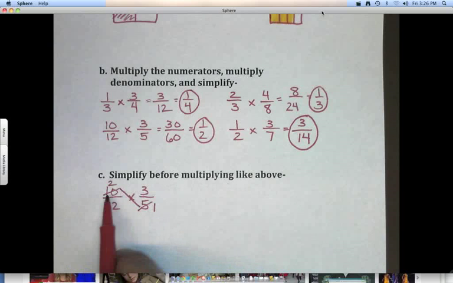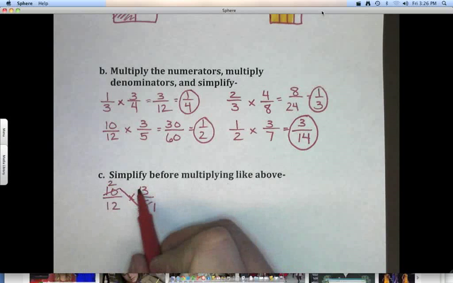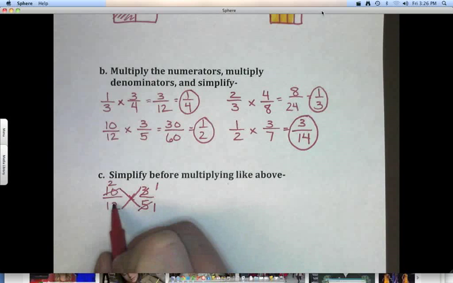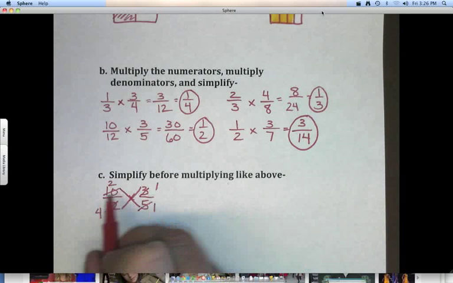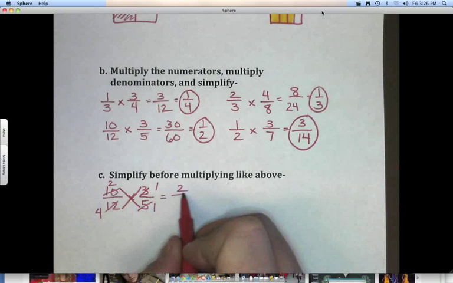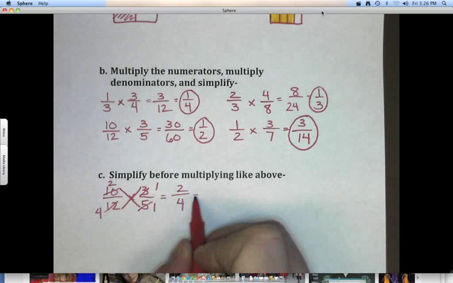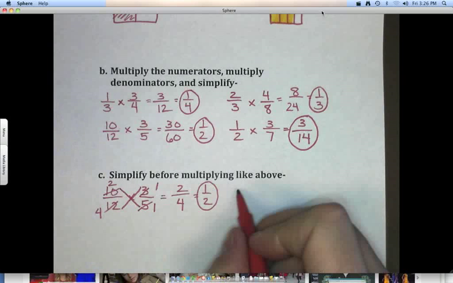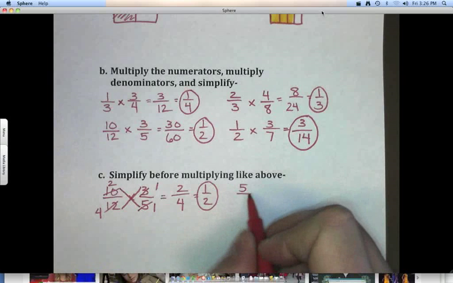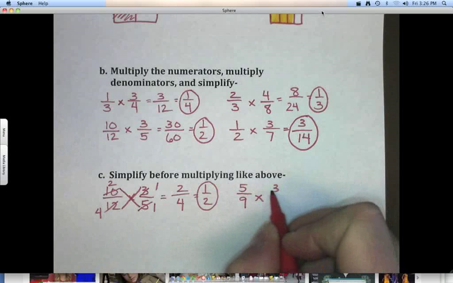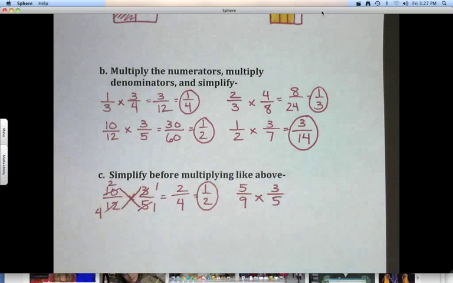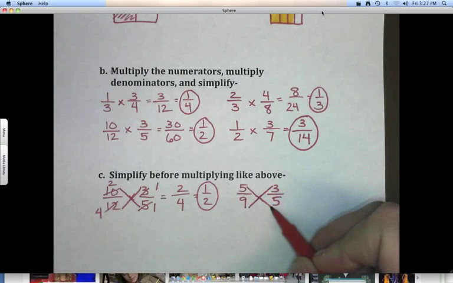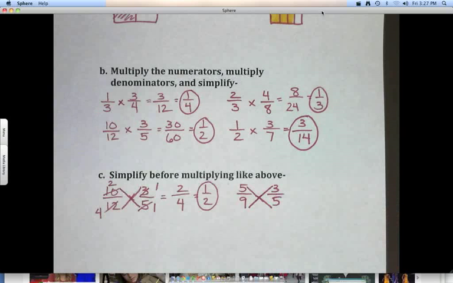5 goes into 5 once, 5 goes into 10 twice. To the other side, 3 and 12, 3 is a common factor. 3 goes into 3 once, and 12 4 times. Now multiply straight across. 2 times 1 is 2, 4 times 1 is 4. 2/4 simplified is 1/2. I guess a good way to think of it is if you have your multiplication sign right here, just extend those lines so that you remember that those are the ways to simplify.